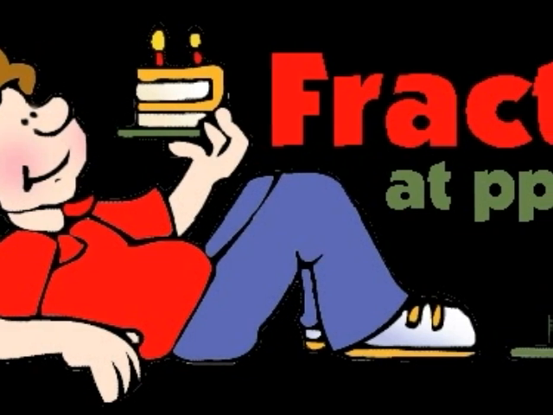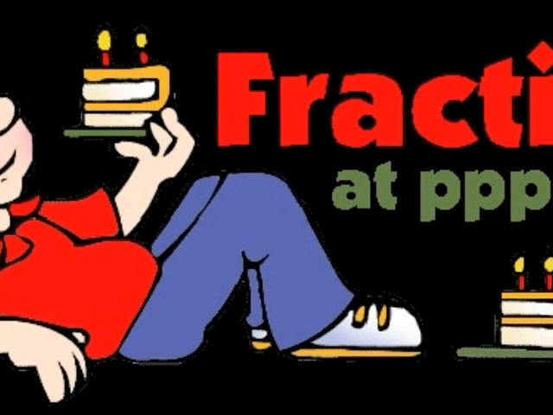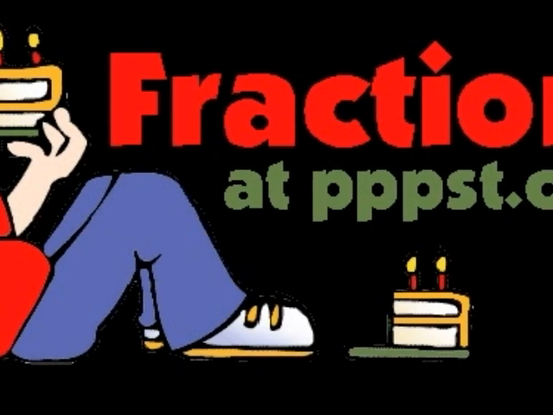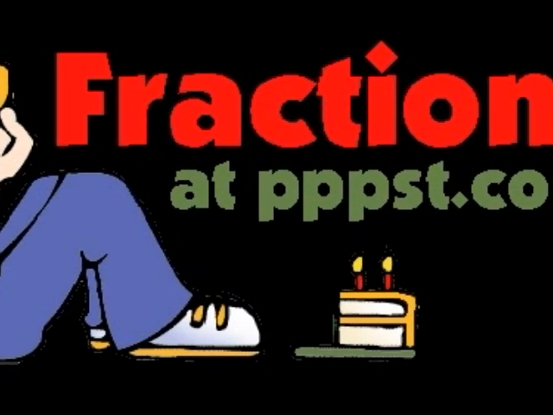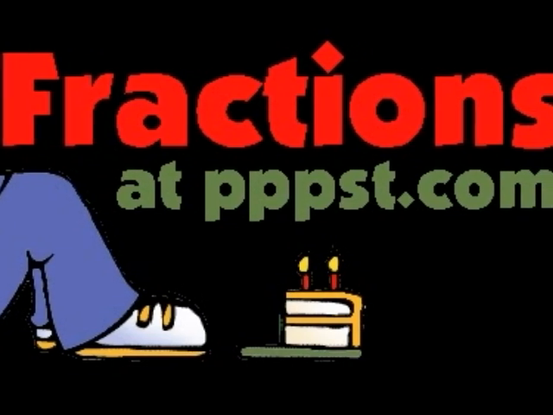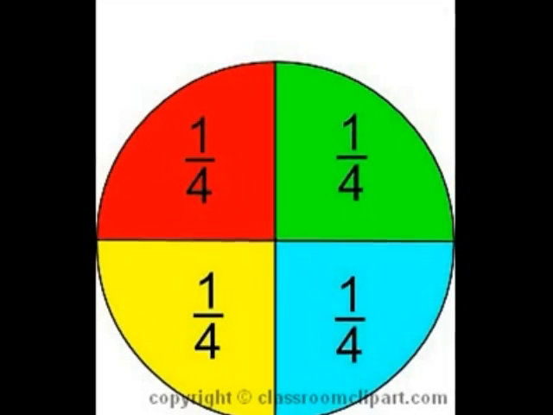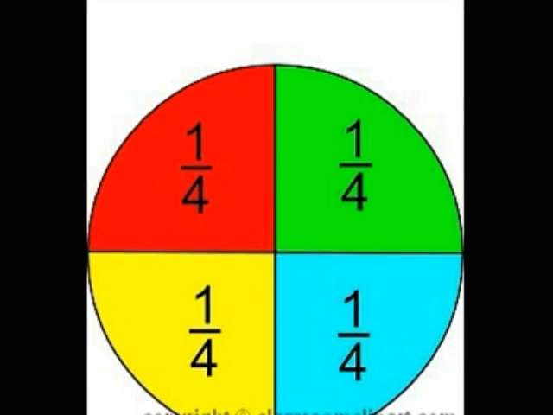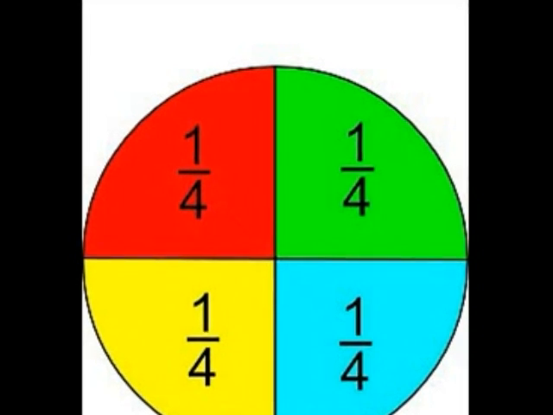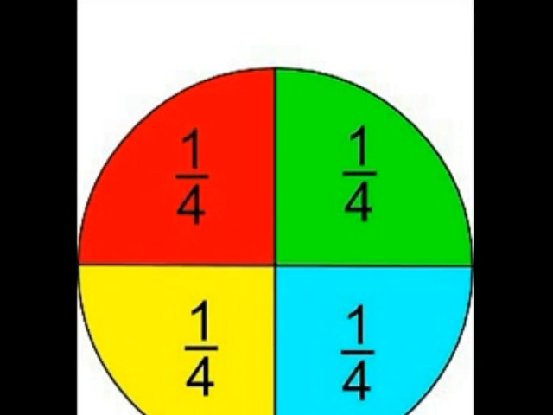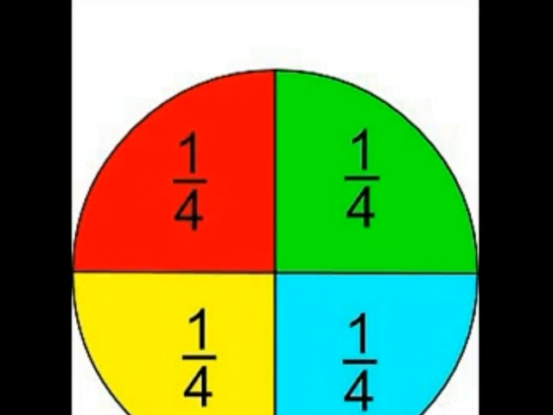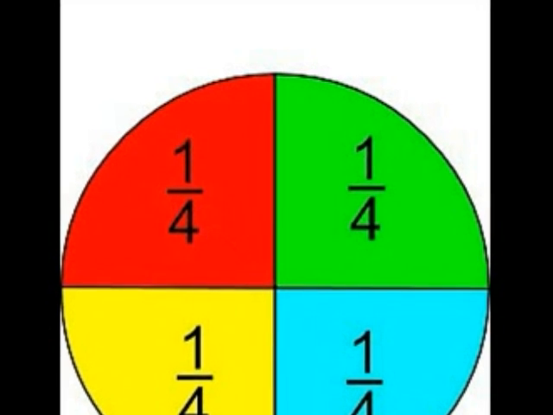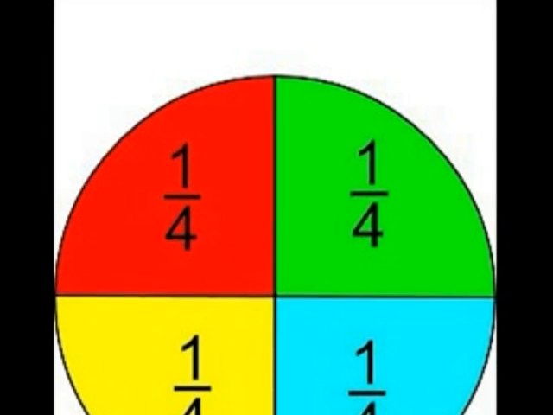When you take a whole and you divide it into equal pieces, each one of those pieces represents a fraction of the whole. So to begin with, when we look at the circle, it is divided into 4 equal pieces. It's divided into red, green, yellow, and blue. And each one of those colors represents 1/4 of the whole circle.